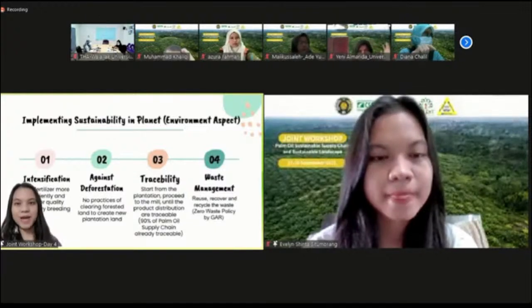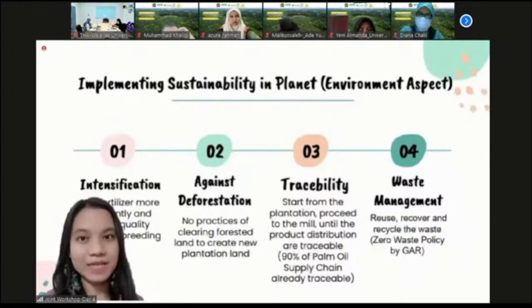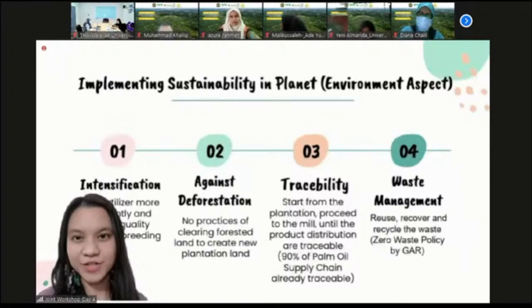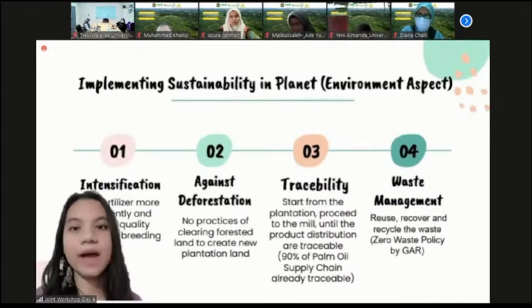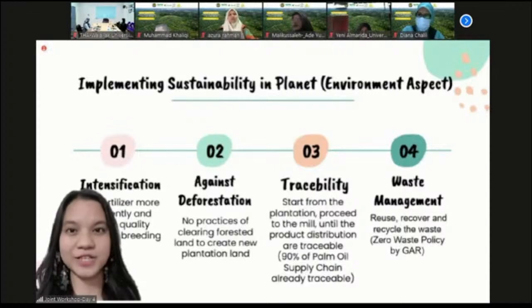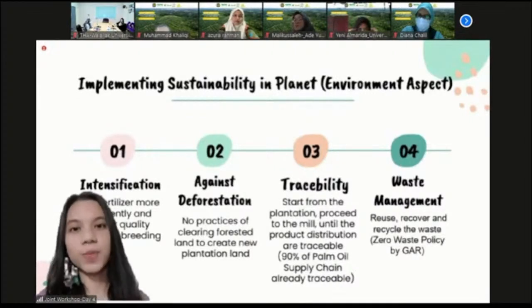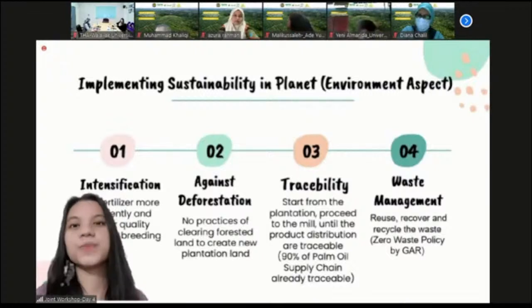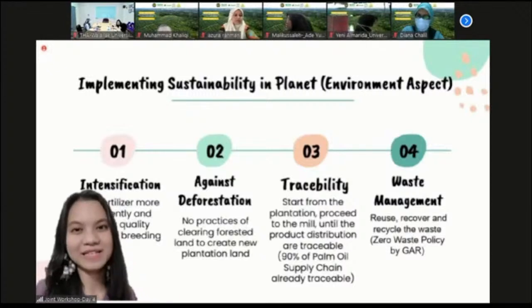Okay, now we move to the second aspect, that is planet, the environment aspect. The first thing the palm oil industry does to implement sustainability is intensification. It can be done by using fertilizer more efficiently and using better quality seeds through breeding, for example. The second one, the palm oil industry is against deforestation. To make the palm oil industry sustainable, there should be no practice of clearing forested land to make a new palm oil plantation.